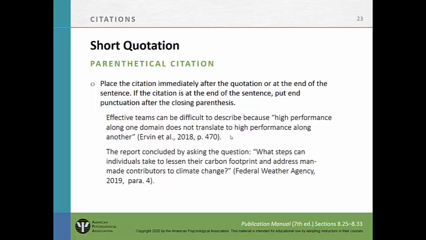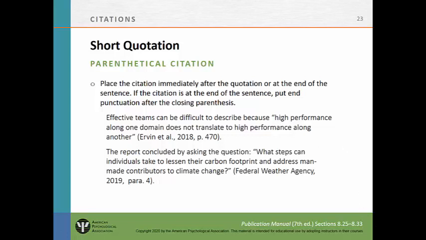Down here, the report concluded by asking the question, and then notice the question mark is inside the quotation marks, but there's a period over here. That's because this period is ending the sentence that the example begins with, but this original sentence is not a question, so the question mark goes inside the quote. And notice group name, comma, year, comma, paragraph abbreviation, para., period, space, 4. You always have a space after either the page or paragraph abbreviation and the actual number.